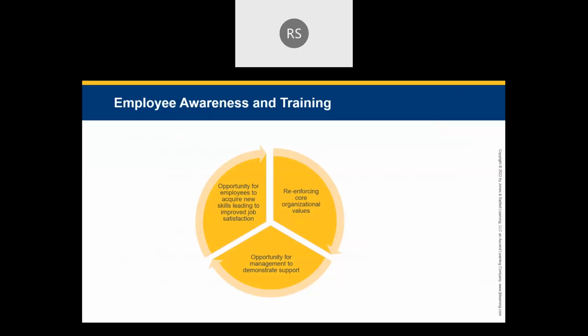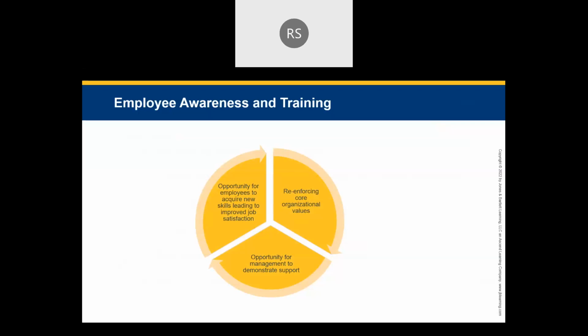Effective employee awareness and training programs require the support and involvement from the management. So when the management actively participates in the training sessions and communicates their commitment to security, it sends a strong message to employees that security is a priority within the organization. So this support helps to foster a culture of security and encourage employees to take their security responsibilities seriously.